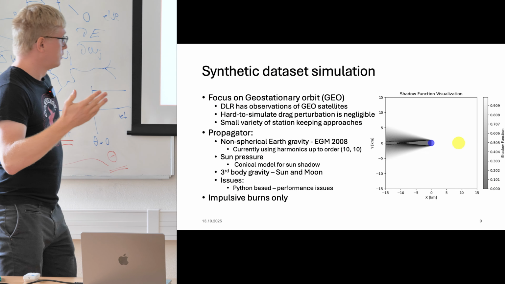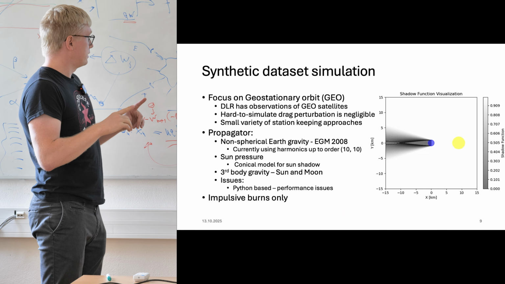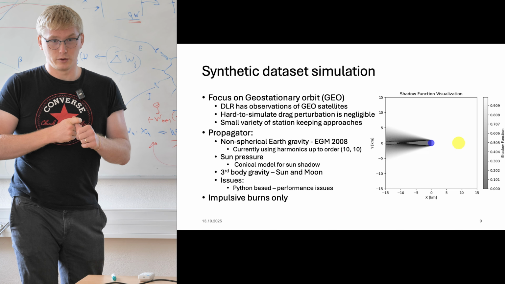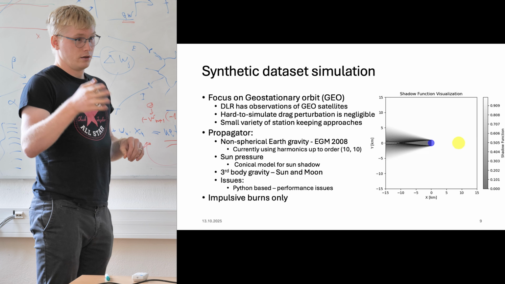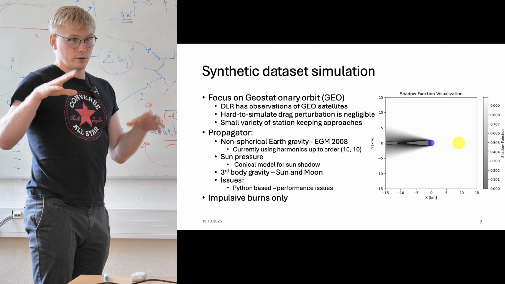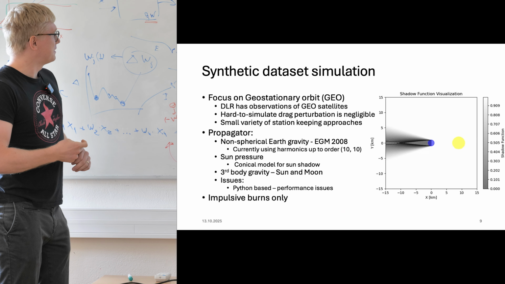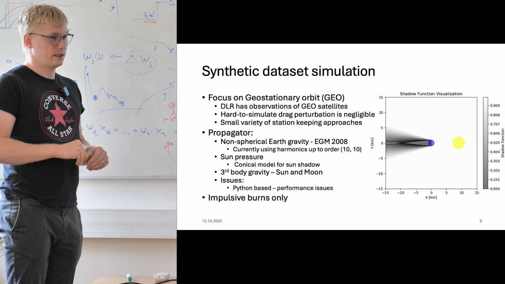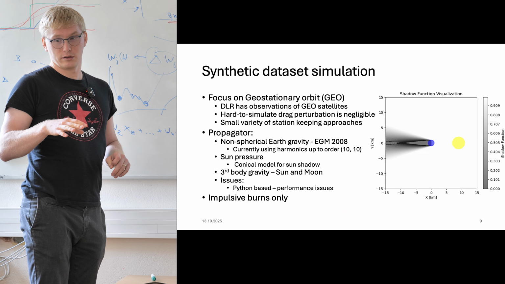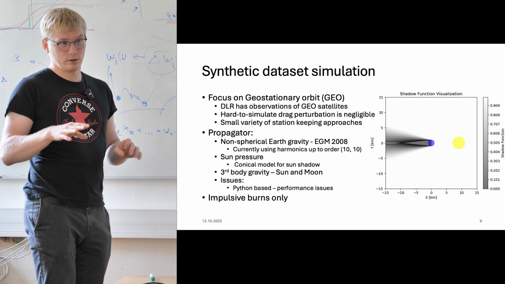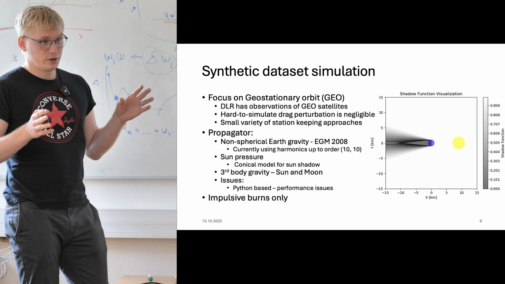And then just very briefly, the dataset simulation. As I said, we mainly focused on geostationary satellites. Those are satellites that are basically 35,000 kilometers away from our planet. The reason we focus on this area is because it has a small variety of station keeping regimes. The way people maneuver satellites in this area, there are like 2 or 4 approaches, so it's not so hard to simulate.